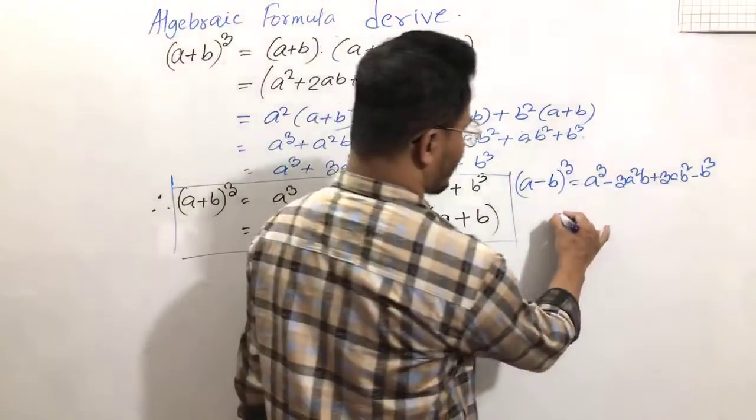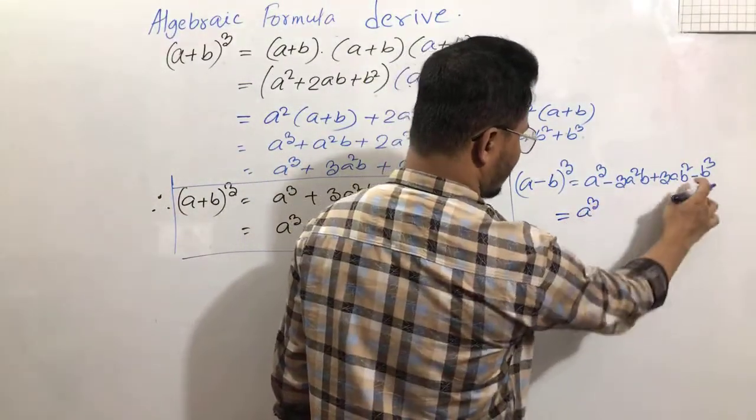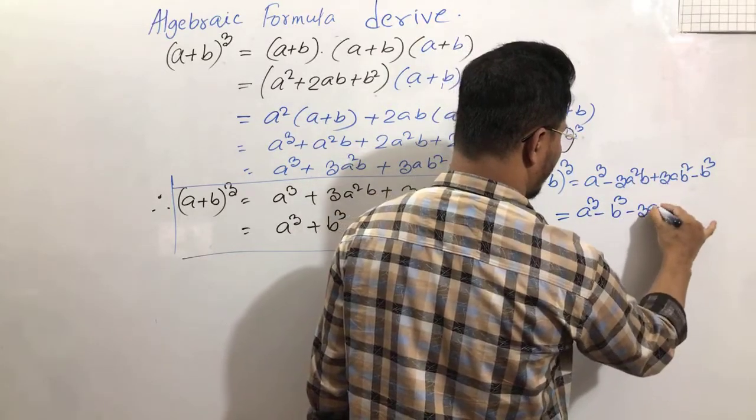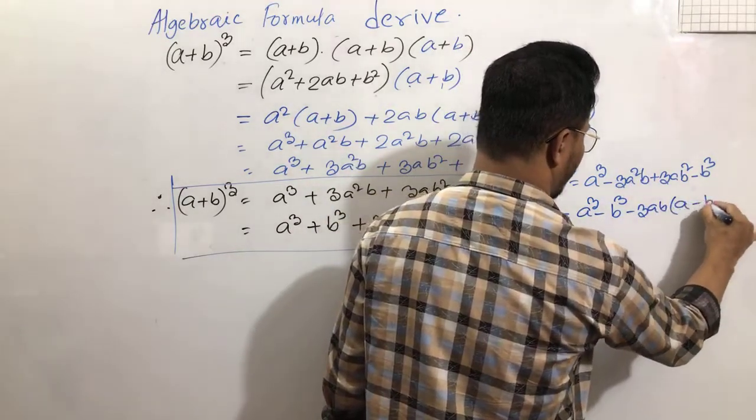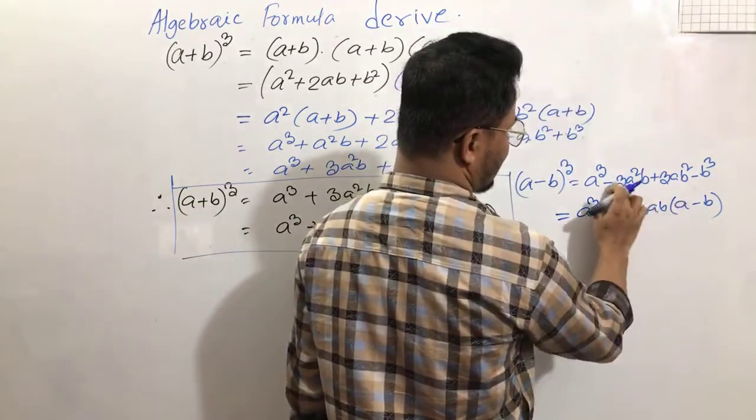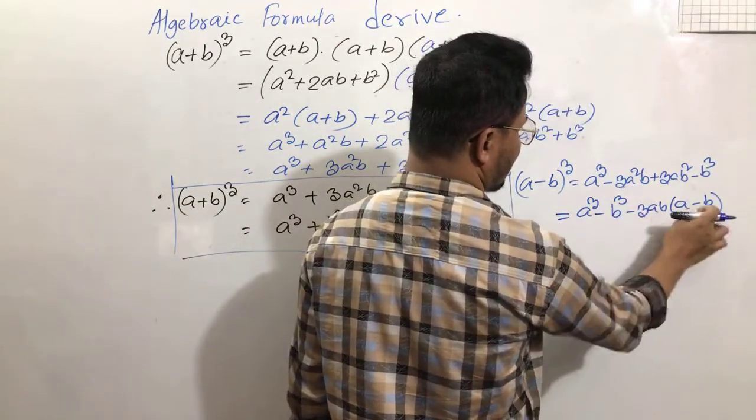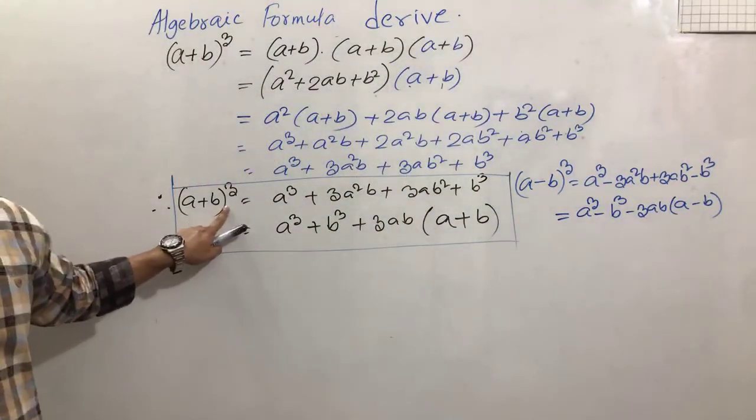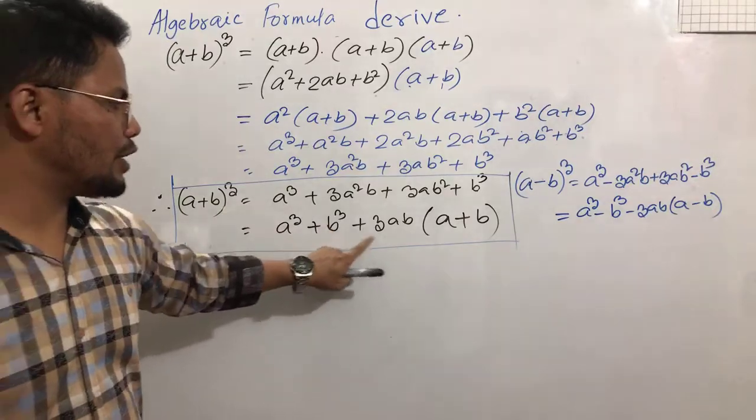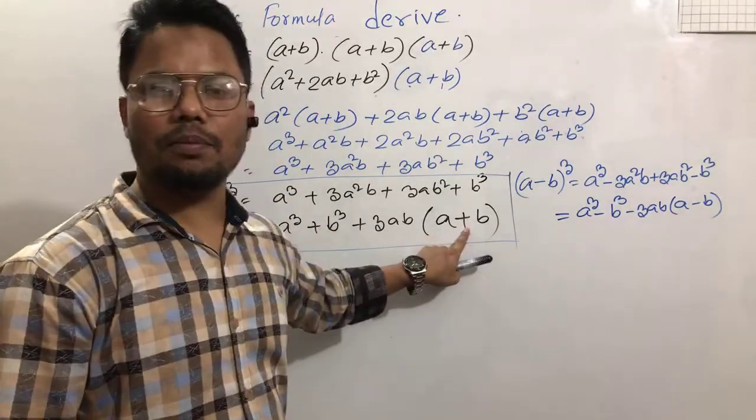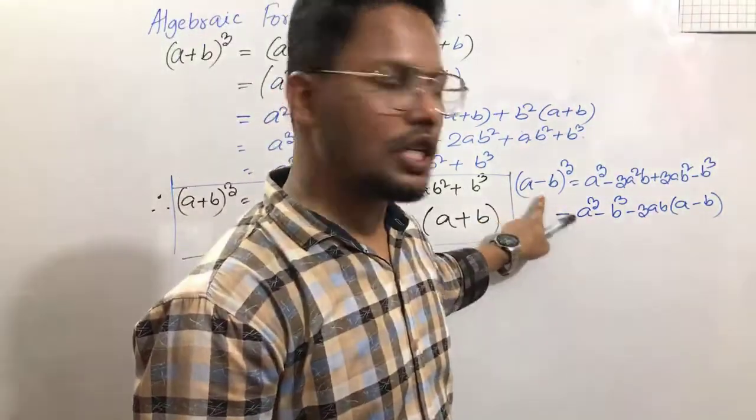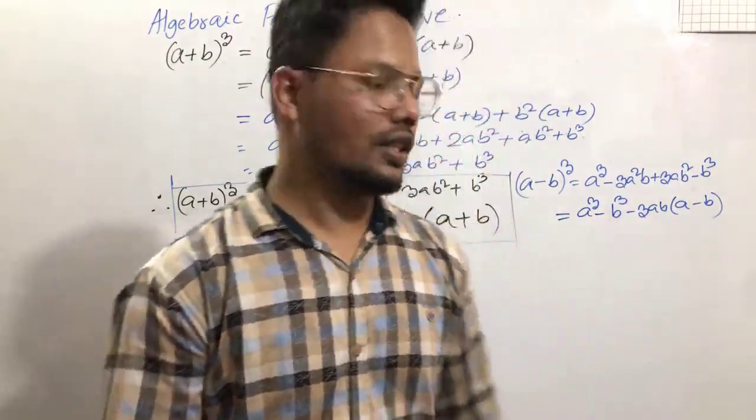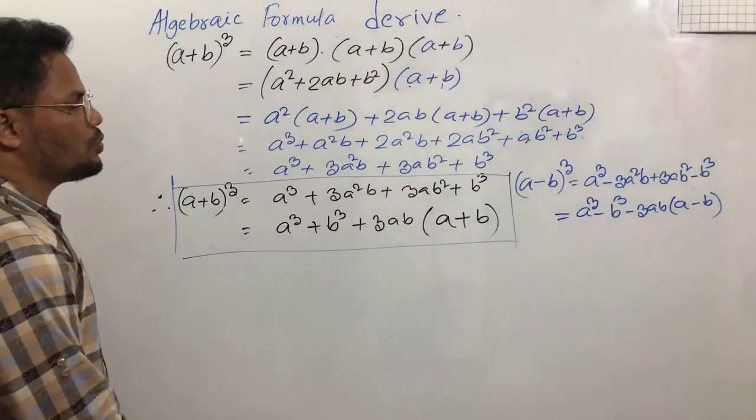So now taking a³ − b³ and taking −3ab as common, the remaining is a − b, because minus minus is plus, minus plus is minus. So what we see here: (a + b)³ = a³ + b³ + 3ab(a + b). (a − b)³ = a³ − b³ − 3ab(a − b). So this is the cubic formula.